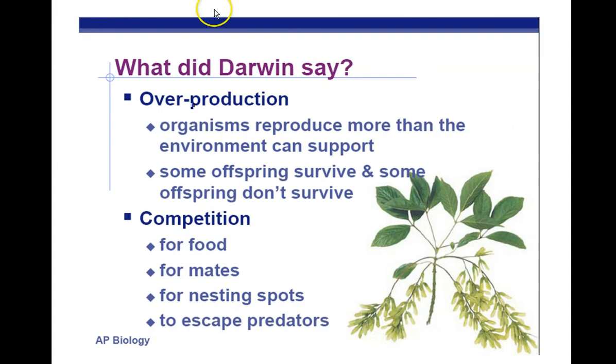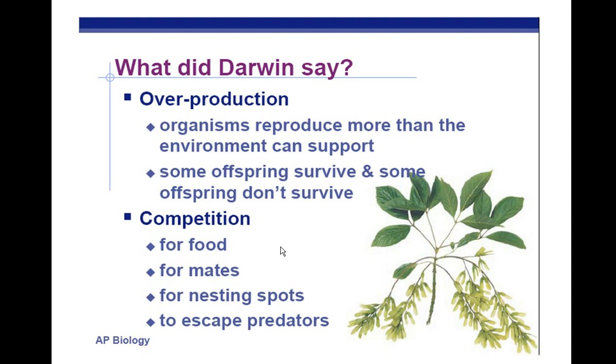So what did Darwin say? He said that all living things have the ability to overproduce what the environment can support, basically exceeding carrying capacity. And as a result of that, some will survive and some won't survive. There's also competition. Competition for food, getting enough resources to keep that cell respiration going. For mates, reproducing, sexual selection. For nesting spots, if you're an animal that has a nesting spot. And to escape predators. So competition for limited resources drives natural selection.